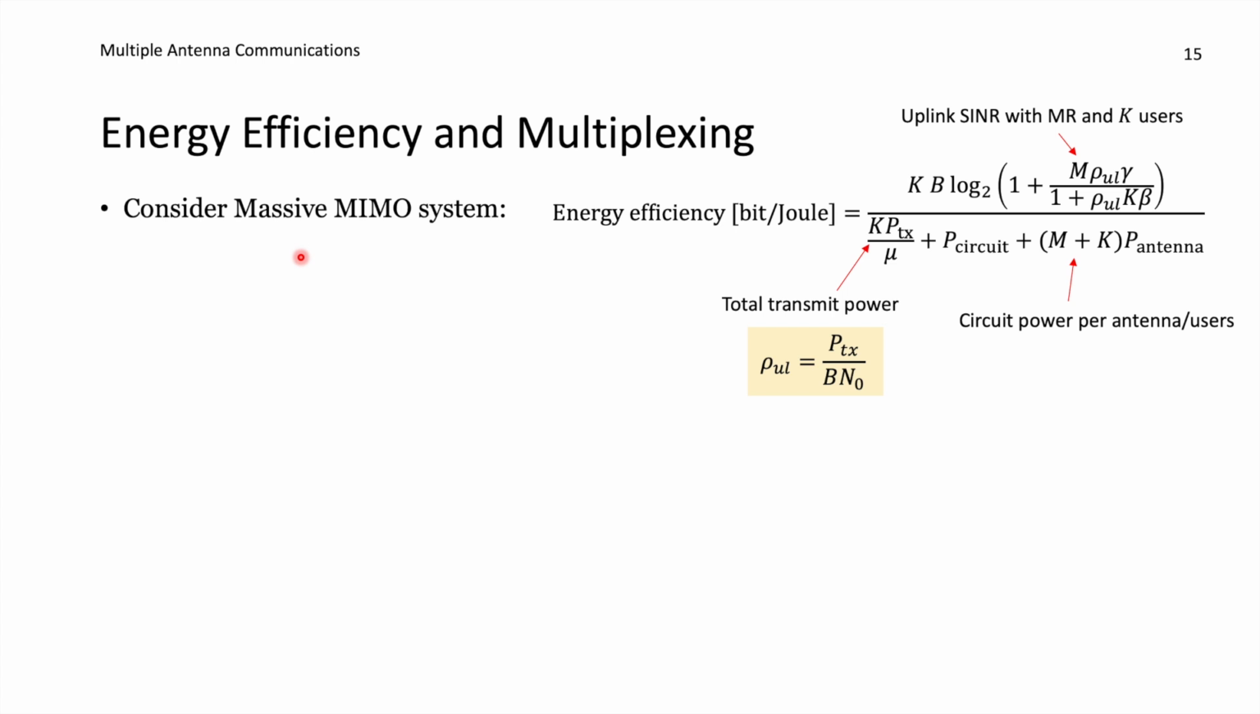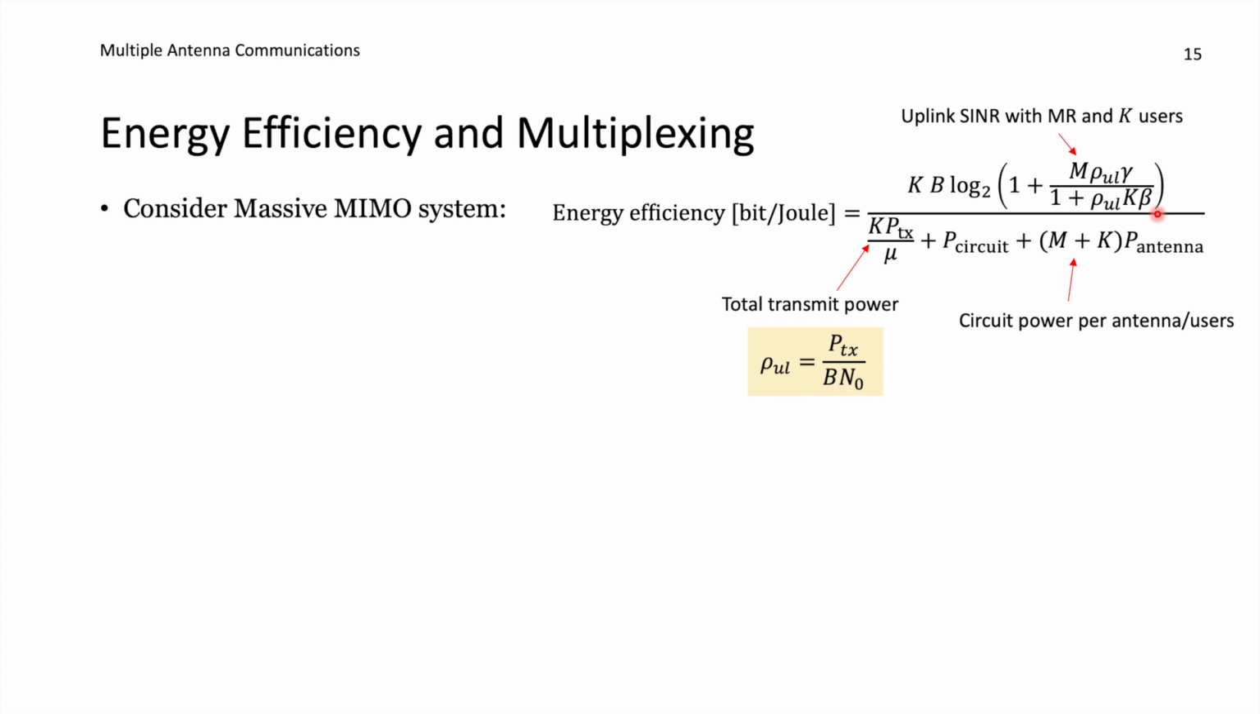Finally, we will also consider how the spatial multiplexing of users is affecting the energy efficiency. So we consider the uplink of a massive MIMO system. The data rate will now be the sum rate for K users, and for simplicity we assume that every user has the same channel quality, and we will have the same notation as on the previous slide. So data rate is the bandwidth multiplied with log 2 of 1 plus the effective SNR of a particular user, which is the number of antennas times rho uplink times gamma, divided by 1 plus rho uplink times beta, but now we have multiplication with K because we have K users that are creating interference.